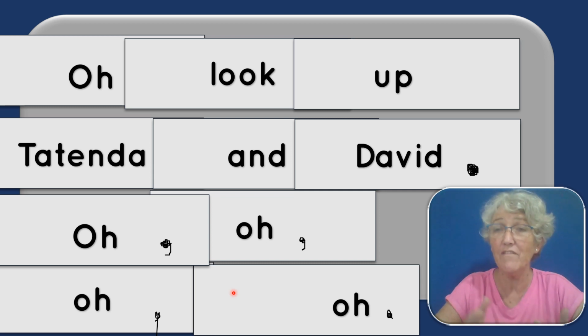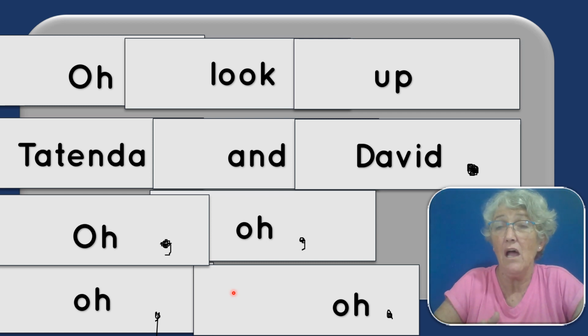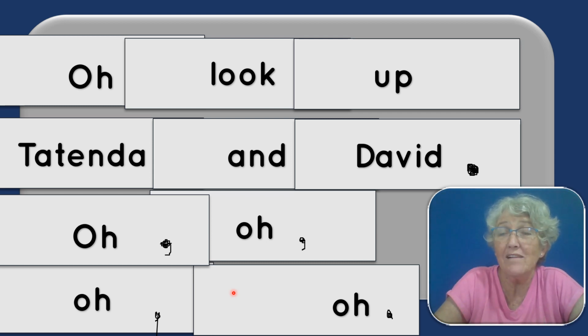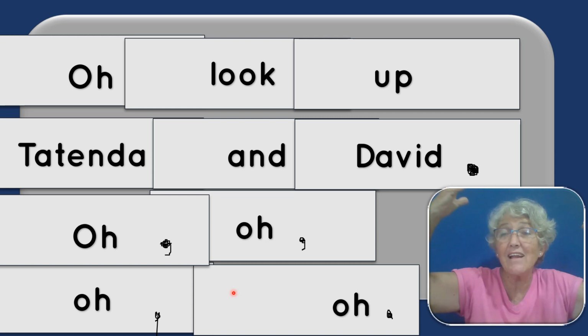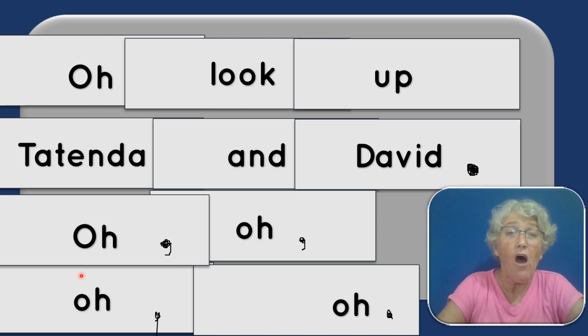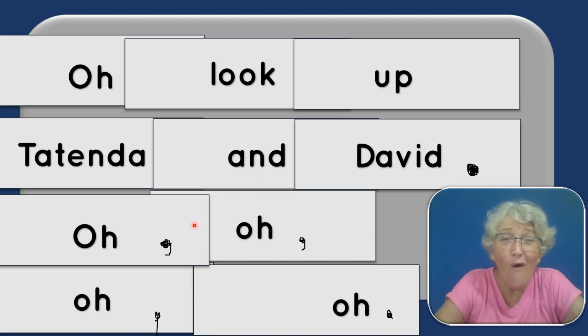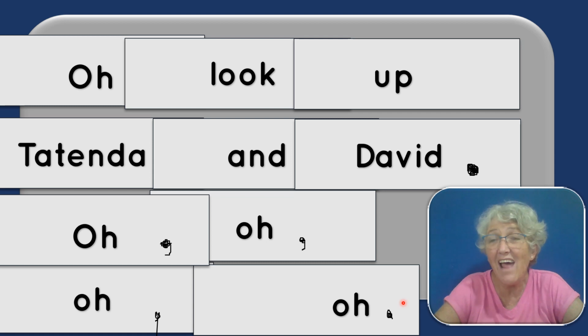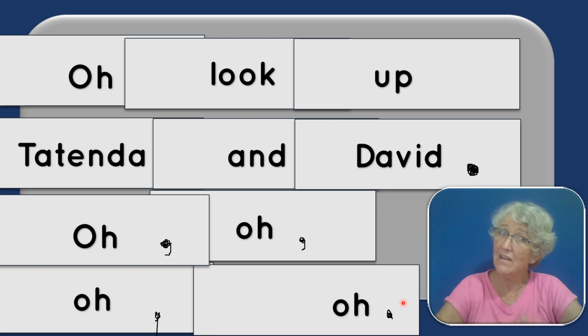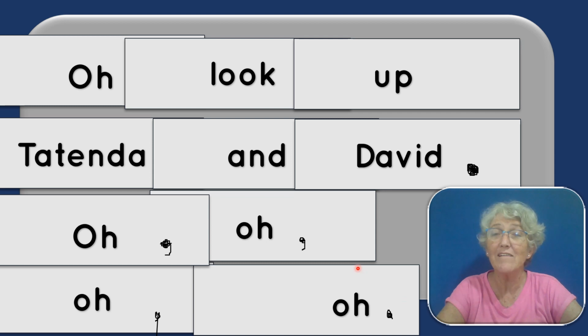What about if it's suddenly bubbles? Someone around the corner is blowing bubbles and they suddenly see them all coming. Oh, look up, Tatenda and David. Oh, they're delighted with what they're seeing. Do you see the difference? So that helps the children to understand that when they're reading, they must already be putting expressions in.